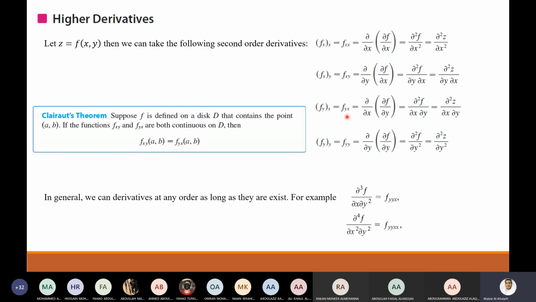Okay, and of course this theorem applies in any order you want, not only in the second order. In general, we can differentiate to any order as long as the derivatives exist. For example, if I want to go to the third order derivative, I can have fyyx. If I want to go to the fourth order, fyyxx. Imagine all the possibilities you can do with the derivatives here. Okay. Any questions here, Shabab?